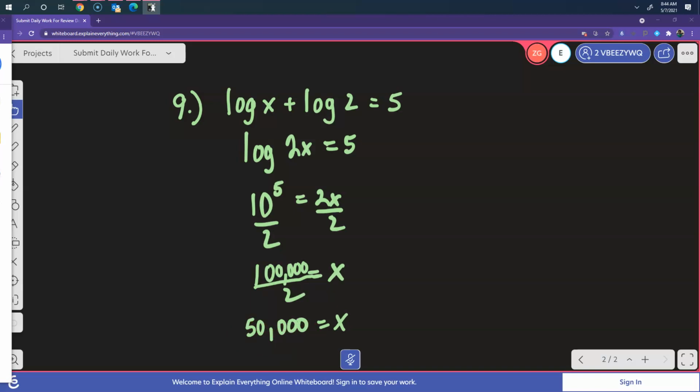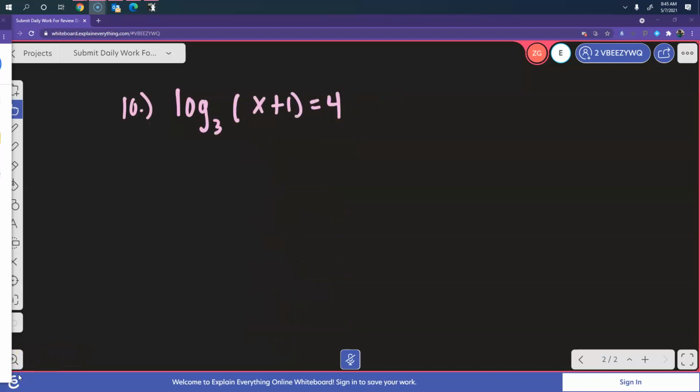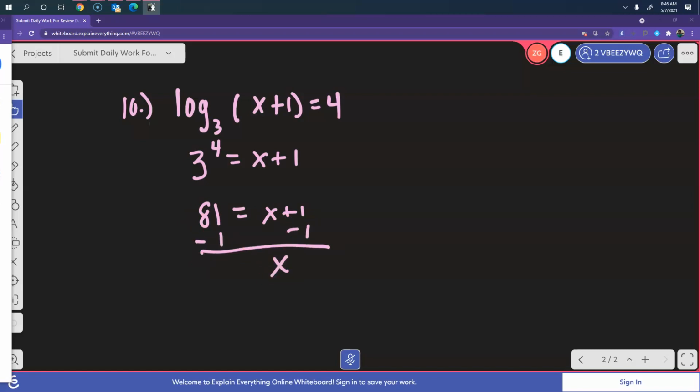Okay. To solve this, I would write it in exponential form. So we know the base is 3. We know the power is 4 and is equal to x plus 1. 3 to the 4th. 3 to the 3rd is 27, so I'm thinking it's 81. It is 81. So you have 81 is equal to x plus 1, subtract 1. So x equals 80. That's it.